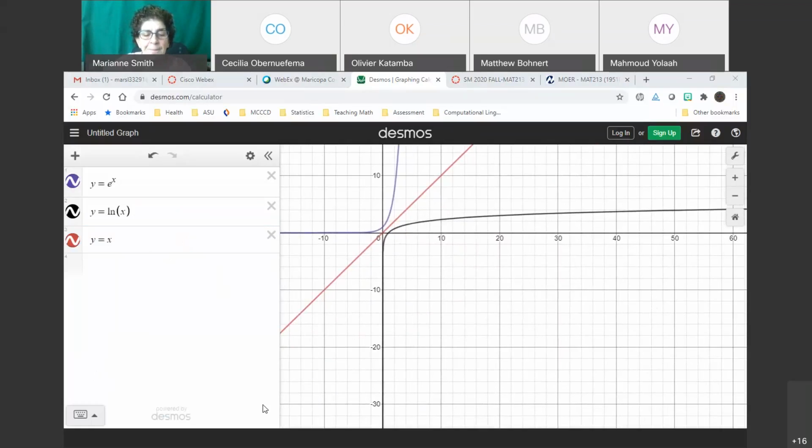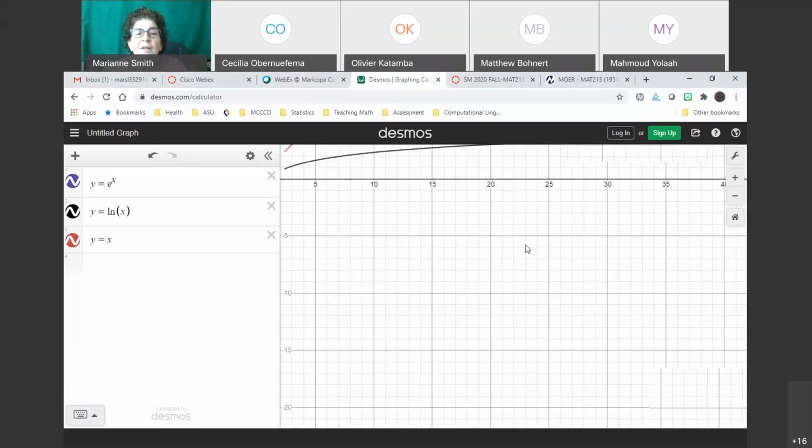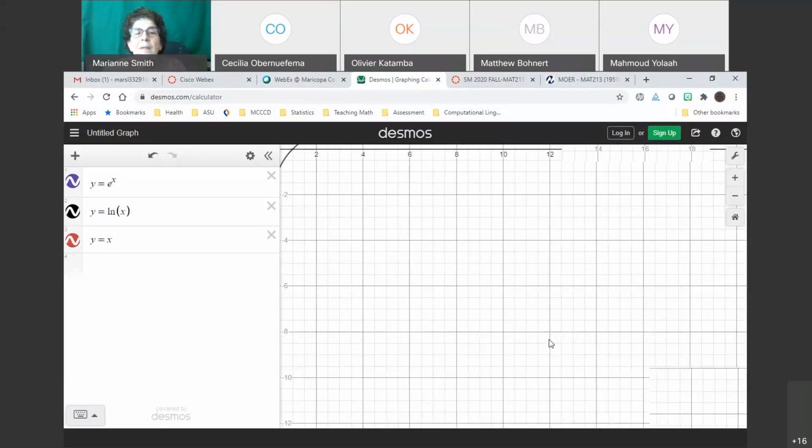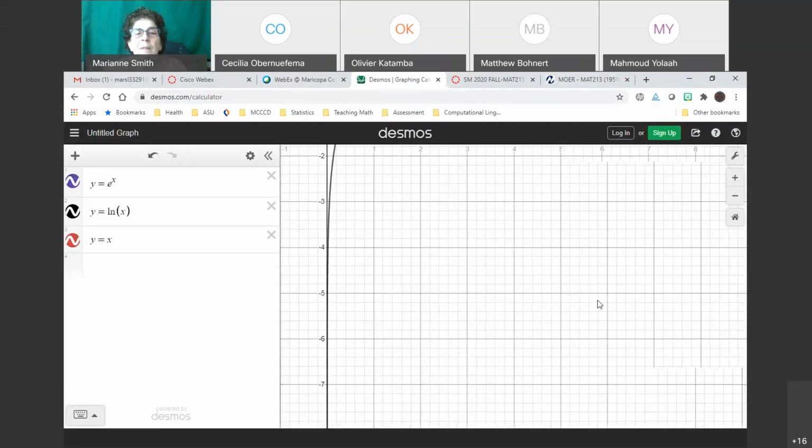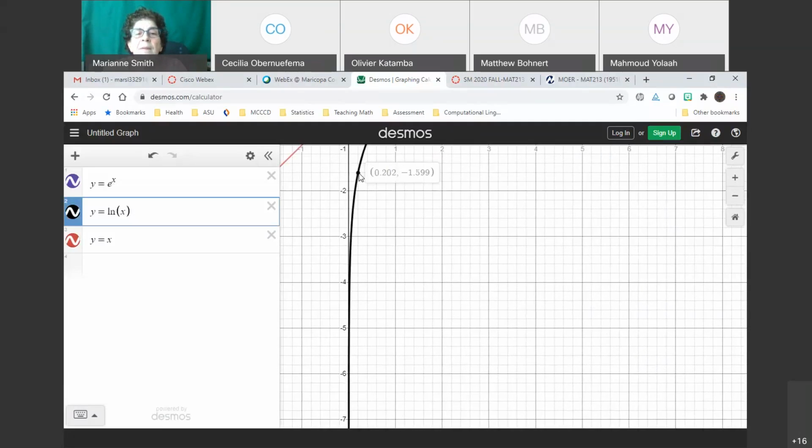Is the domain of the black function all real numbers? Remember, domain are allowed x values. It's obvious this graph's going all the way out to the right, but what about the left? Maybe if I zoom in a little, it'll be a little clearer. Take a look at what's happening to your x value.